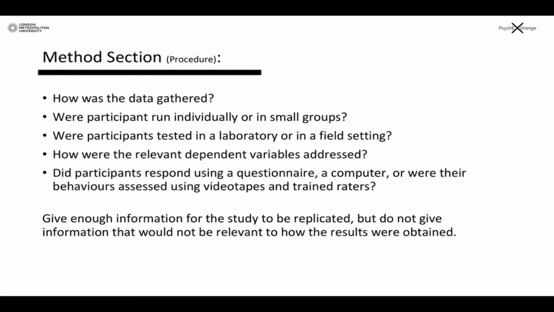So how was all of your data gathered? Were the participants run individually or in small groups? Was the research conducted in labs or in a field setting? How were the dependent variables addressed? How was the data itself collected? Was it via questionnaires or on a computer? If it was experimental via computer, how far away from the screen did the participants sit? What did the participants see on the screen? How did the participants input their responses?